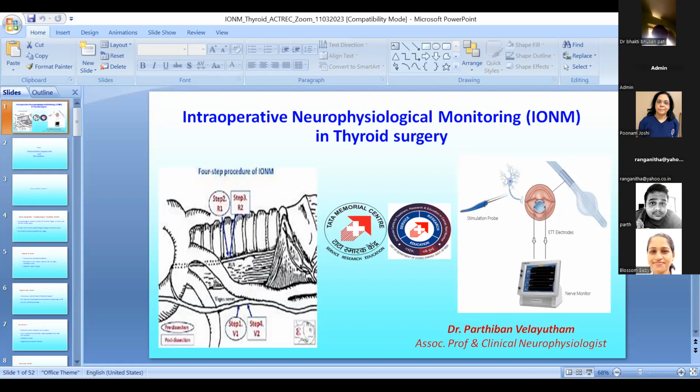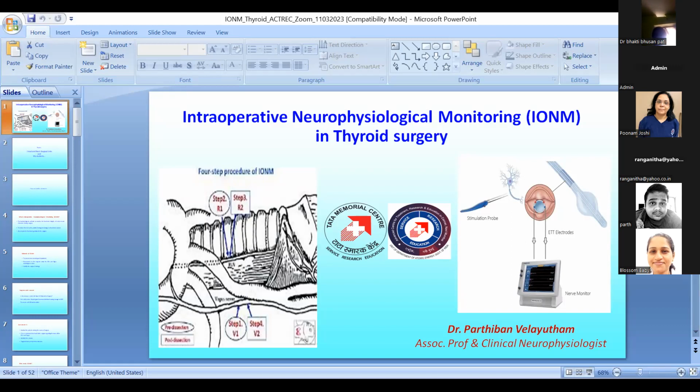The rationale behind IONM, when we are using it for surgical procedures, is to prevent new neurological impairment and give reassurance to the surgeons about the recurrent nerve and vagus nerve neurological status, and if so, modify the surgical strategy.